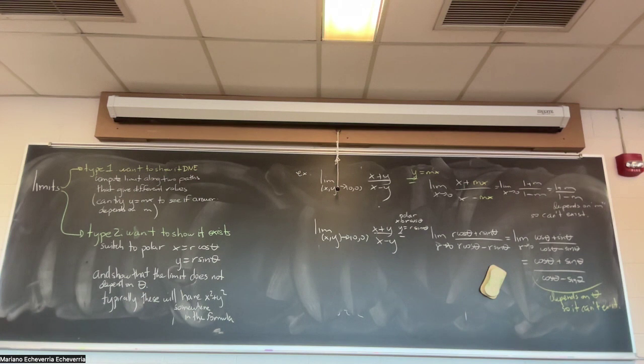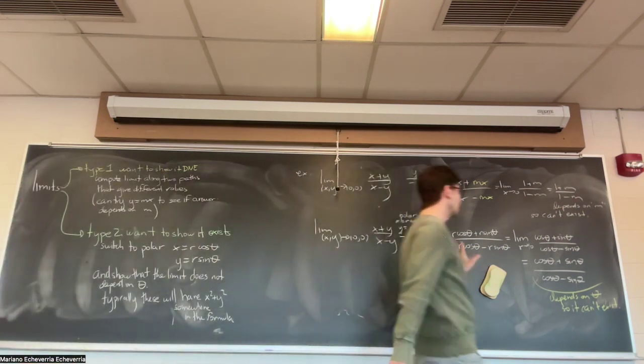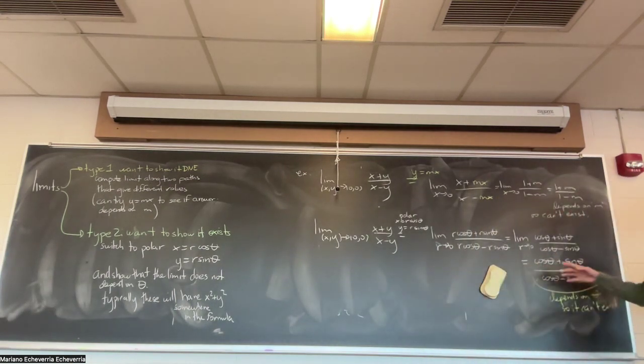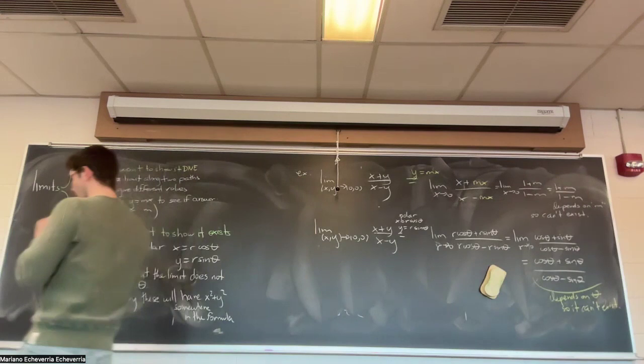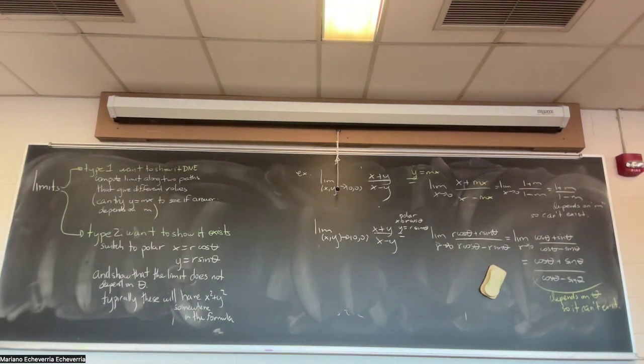So for the exam, will we only be doing limits that approach the origin? Yes. And for type 1, you can also try to do it in polar. If you switch to polar, that's fine, but you just have to make sure that the answer does depend on theta to say that the limit does not exist. But they're always approaching the origin. Is that okay?